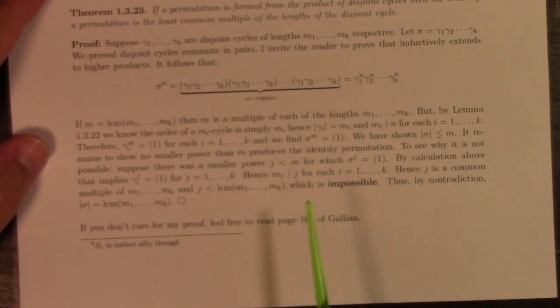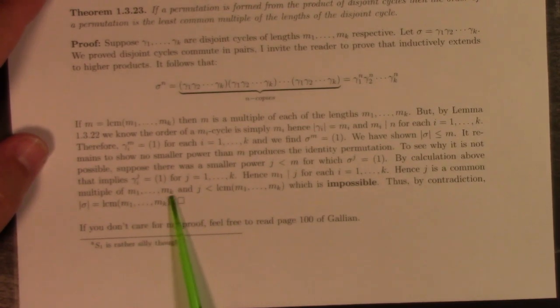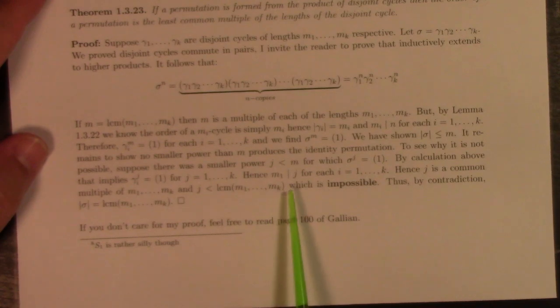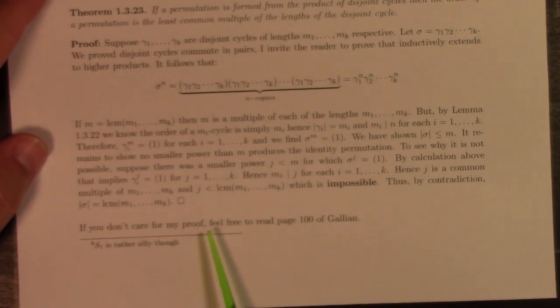Hence j is a common multiple of m1 through mk, and j is less than the least common multiple, which is impossible, right?